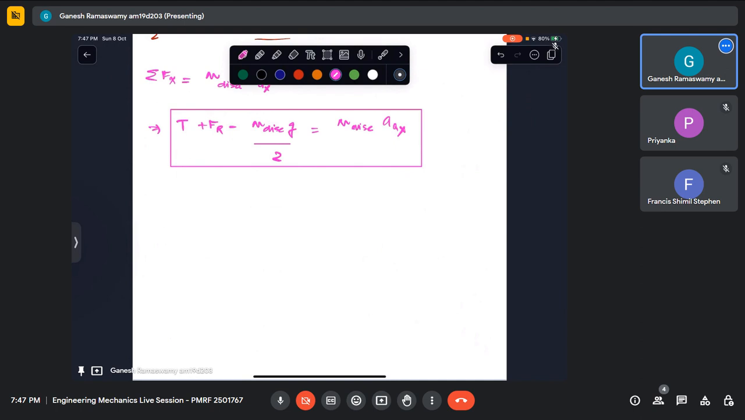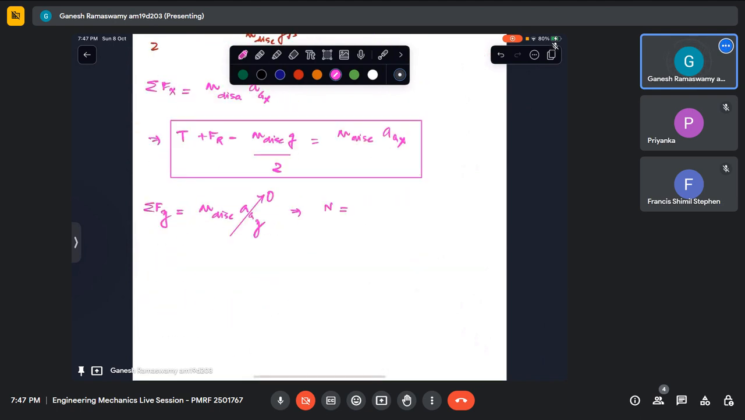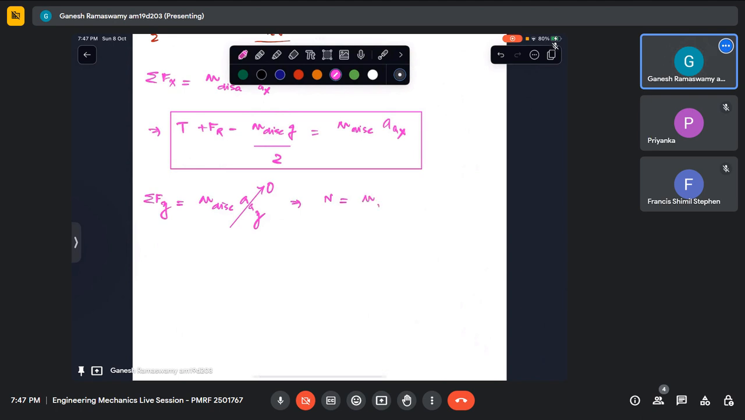Okay. Similarly, taking summation of forces about y equaling M disk AGy. We know that this is not going through the incline. So right hand side is 0. So what this gives us is N is nothing but M disk g root 3 by 2. Mg cos 30, cos theta actually. So at least one quantity we know now.